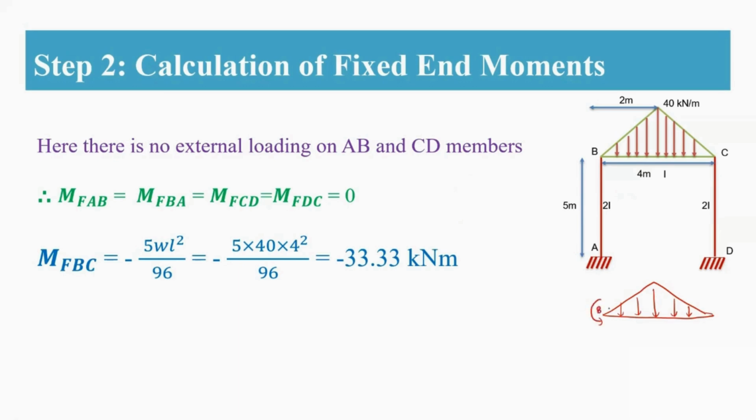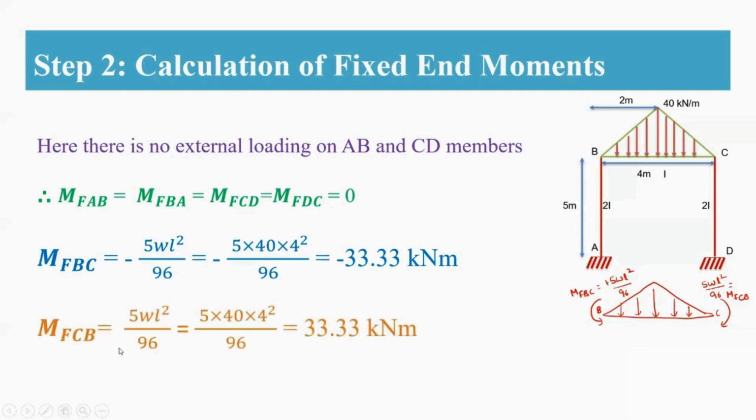So for this BC, you are having a moment like this. So this is your MFBC moment, which is minus 5WL square by 96, which is in anti-clockwise direction. Therefore, it is written as negative here. And similarly, MFCB is 5WL square by 96, which is in clockwise direction. Therefore, it will be represented as a positive value.